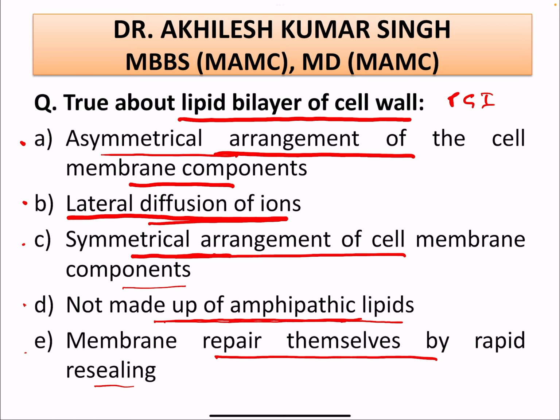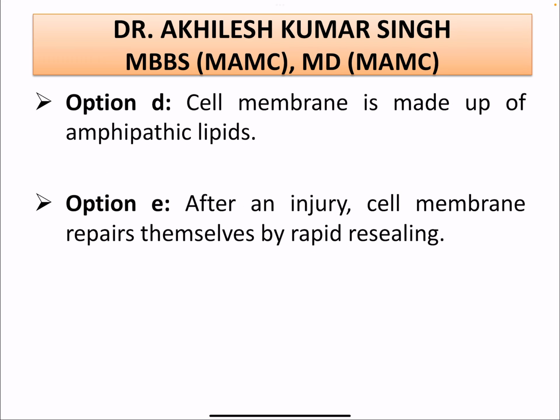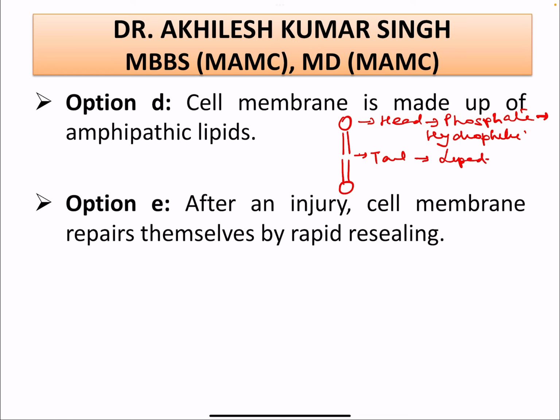Amphipathic means which has both the hydrophilic and hydrophobic ends. So I have just told you that the cell membrane is made up of what? The cell membrane is made up of lipid bilayer. So this is the head part of the phospholipid. This head is made up of which group? The phosphate group, and this is hydrophilic. The central part, the tail, is made up of the lipid, and this lipid is hydrophobic.